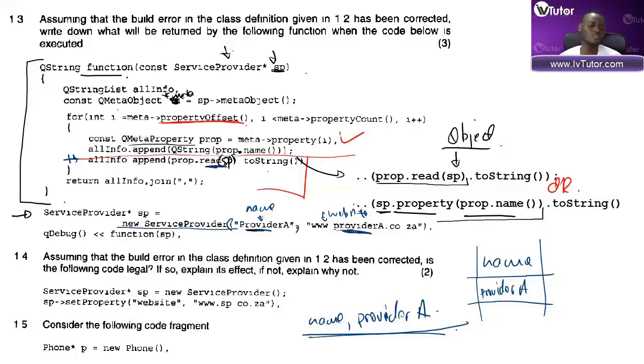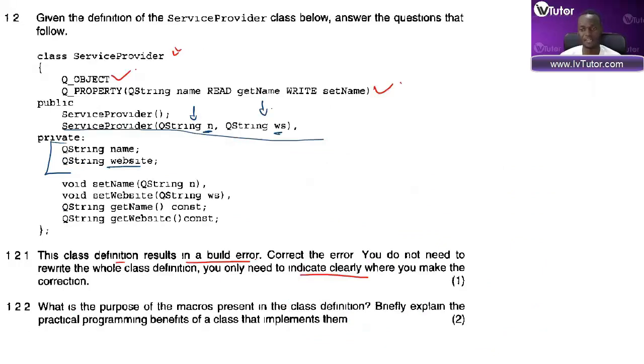Set property. Every time you see a question about set property, they are just asking you about static properties versus dynamic properties. That's all. They will never ask you these sort of functions unless they want to test you on that. What they are testing really is, we have created an instance of a service provider here, SP. Fine. But the issue is on this line, sp.setProperty. What is the name of the property? Website. What is the value? Here. Is this legal? In other words, the question is saying, we don't have a property here called website, right?